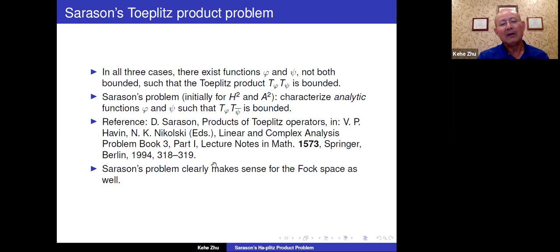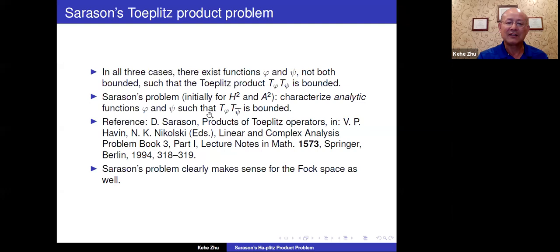Although initially Sarason only asked the problem for the Hardy space and the Bergman space, obviously the problem also makes sense for the Fock space. So for the Fock space, you will be asking for entire functions phi and xi such that this particular Toeplitz product is bounded.